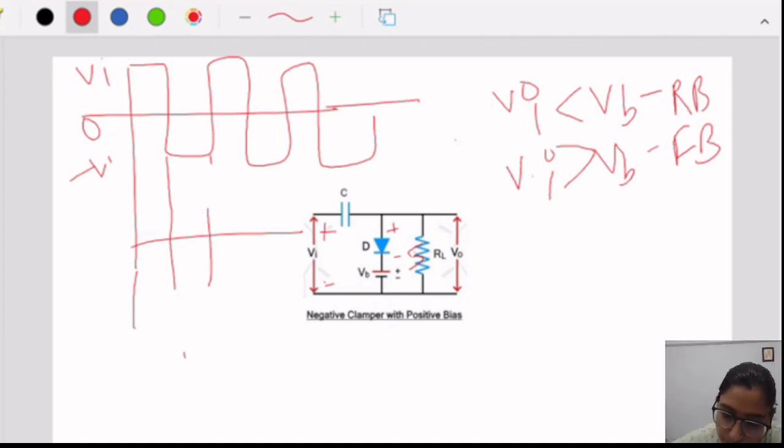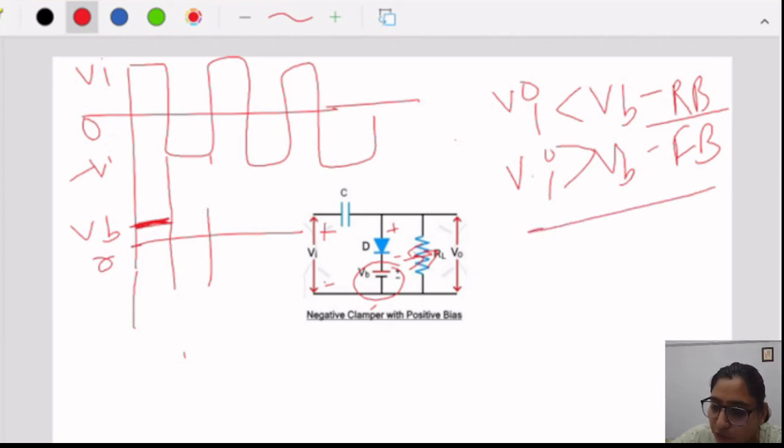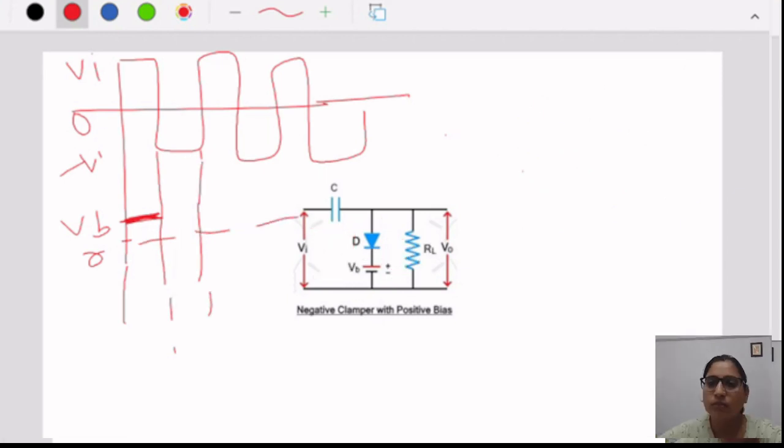Clearly? So in this positive half, due to this VB battery, the diode works in reverse bias, and in reverse bias it works as an open circuit. So we will get nothing across RF, but we will get VB as the output here. Because of this VB, the diode is in reverse bias, so we will not get 0 here, but we will get VB at the output. And if the diode becomes forward biased, it does nothing but charge this capacitor in the positive half.